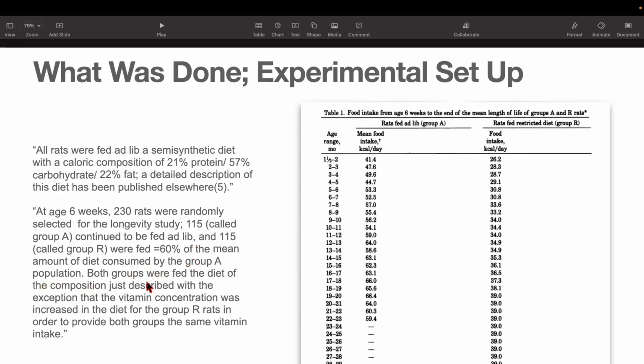So both groups were fed the diet of the composition just described, with the exception that the vitamin concentration was increased in the diet for the Group R rats, the restricted rats, in order to provide both groups the same vitamin intake. So in order to minimize any confounding effect of decreased nutrient intake, the researchers standardized the vitamin intake between the restricted rats and the ad libitum rats, since the restricted rats were going to be eating less of the provided diet overall, 40% less to be specific.